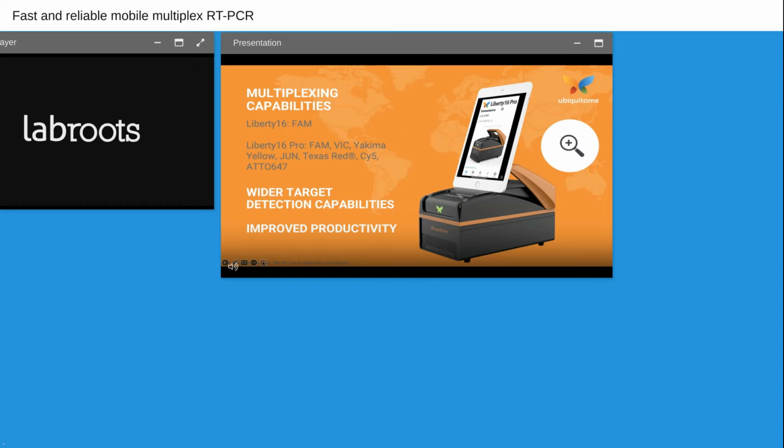So it gives the end users a wider range of assays that they would be able to use with the Liberty 16 Pro that they couldn't use with the currently available Liberty 16. So allowing end users to have wider target detection capabilities, and also with so many fluorescent dyes now compatible with the Liberty 16 Pro, you'll have improved productivity as well, because you'll have a lot more different assays that you can use with this particular low profile device.